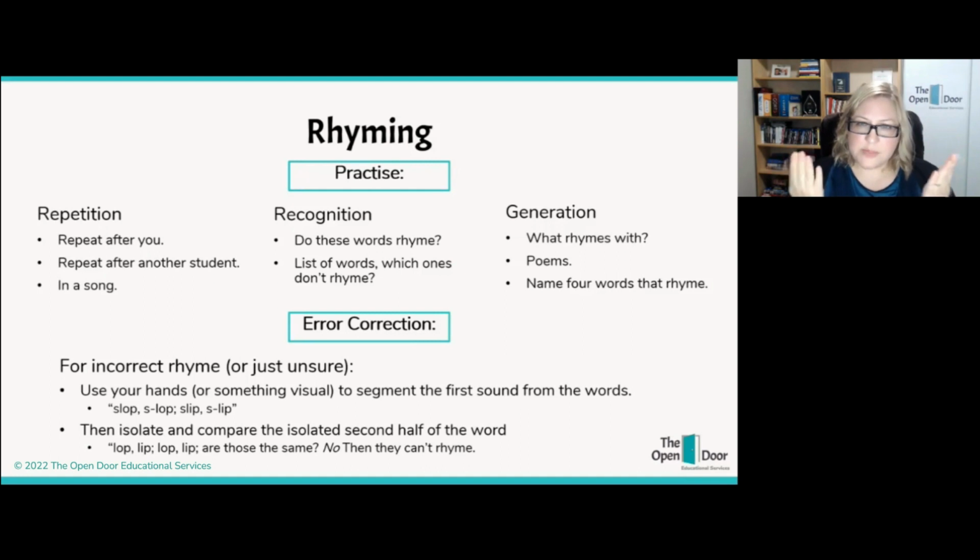Are those two the same sound or different? Different? Then that means that those two words don't rhyme, because the sound after that first sound are different. It's not a rhyming word. So this is a really good way for them to isolate the remainder of the word and see if they're the same, and a way that they can internally check as well when they're trying to figure out rhymes and working on that skill.